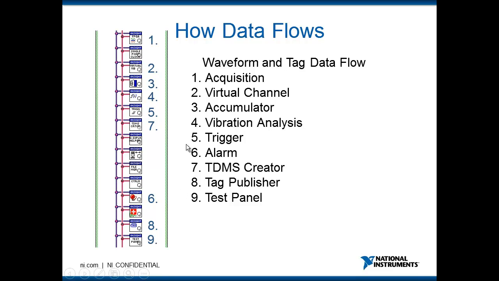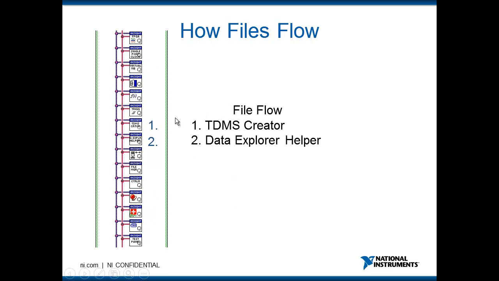Then it's passed back up to the TDMS creator process, where it's logged to disk. Then it is passed down to the tag publication process. And then finally it is passed to the test panel. Raw data is passed around in this fashion, but files have a flow also. Once the TDMS creator creates a TDMS file, logs the data to disk, and is done with the file, it passes it to a process called the Data Explorer Helper, which adds InsightCM Data Explorer specific properties.